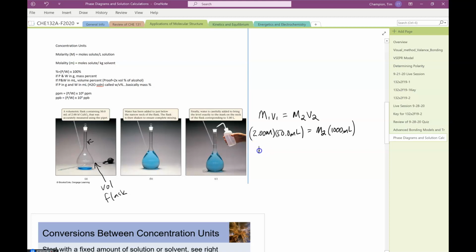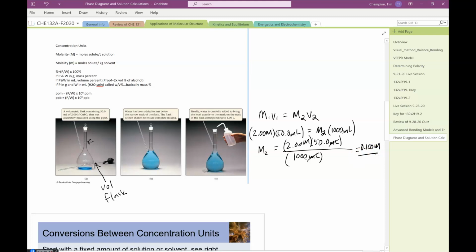So our new molarity, flipping the equation around, is going to be 2 molar times 50 milliliters divided by 1,000 milliliters. Milliliters and milliliters will cancel out. So 2 times 50, of course, is going to be 100. Divide that by 1,000, and you're going to get a 0.1, and I would say 0.100 molar solution is the concentration of that solution.